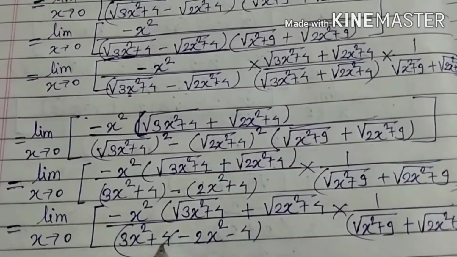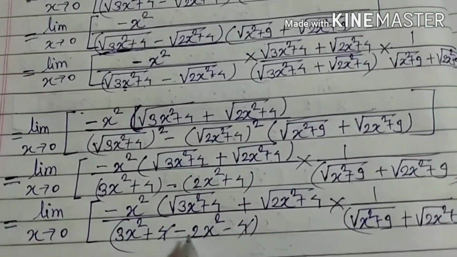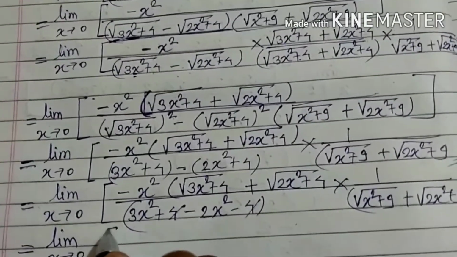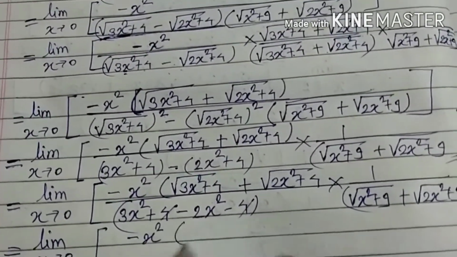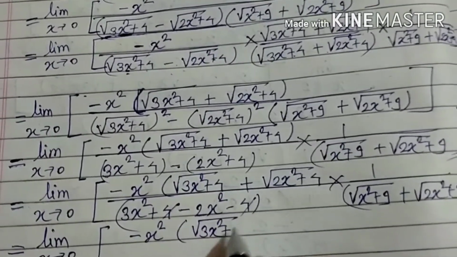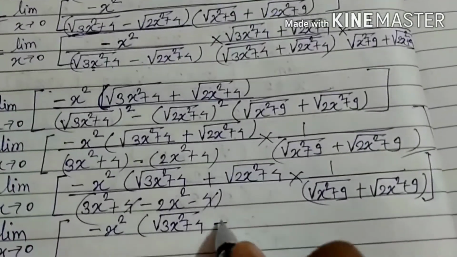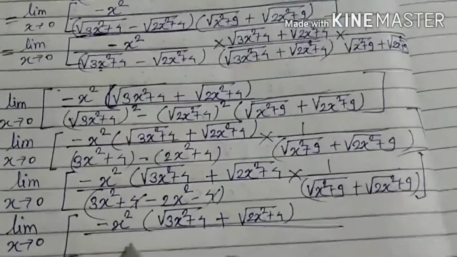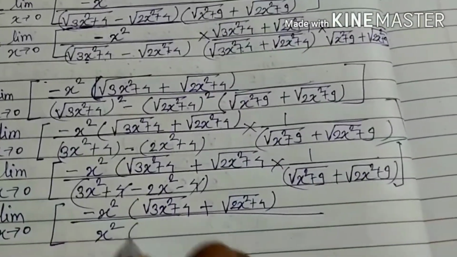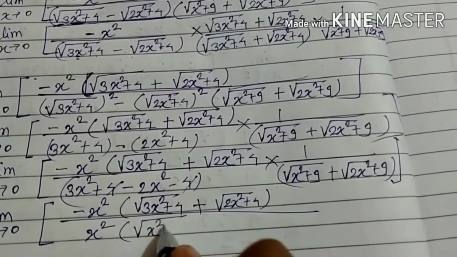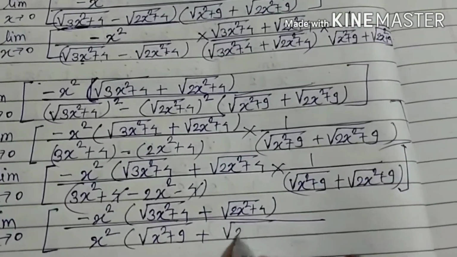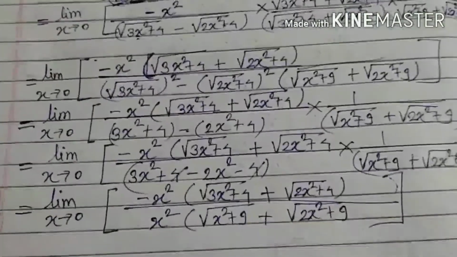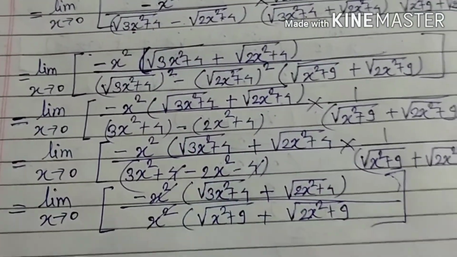Now this plus 4 minus 4 get cancelled, and 3x square minus 2x square will become x square only. So write first numerator as it is, plus under root of 2x square plus 4, and this is x square only, and this term. So it is under root of x square plus 9 plus under root of 2x square plus 9. Now you can observe that this x square cancels.